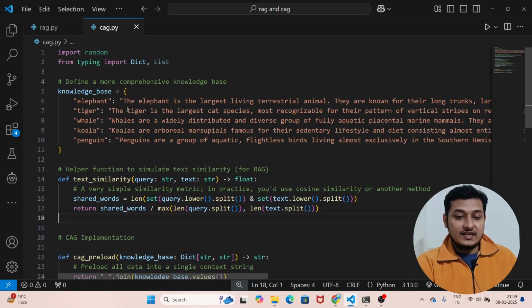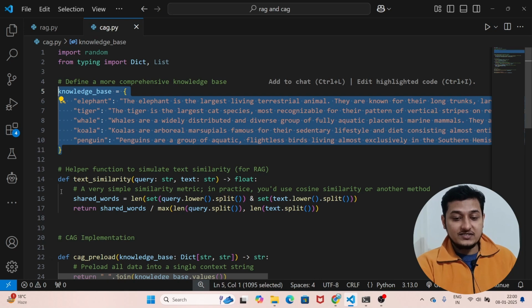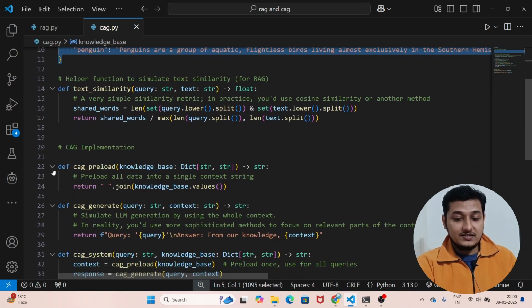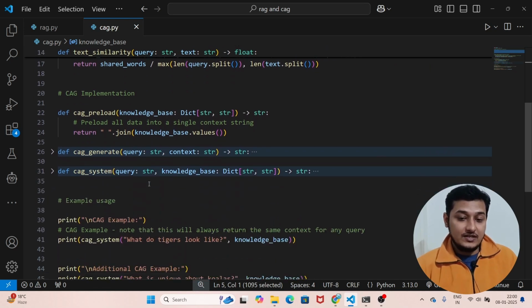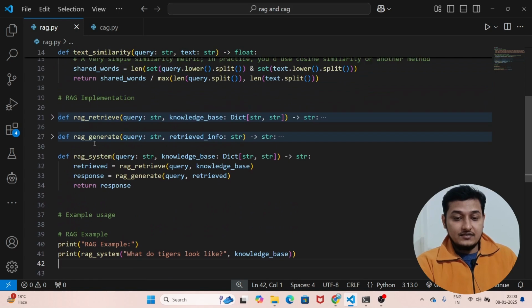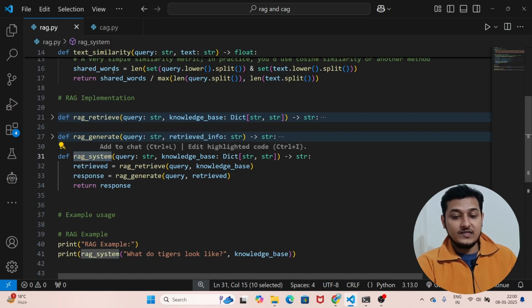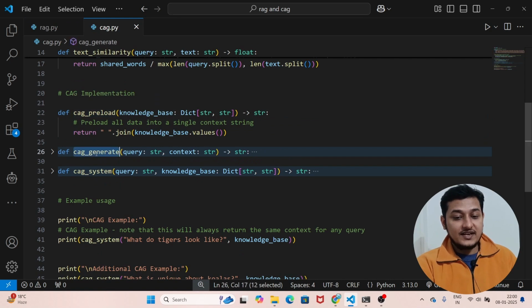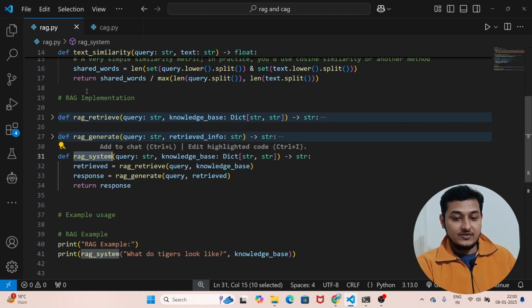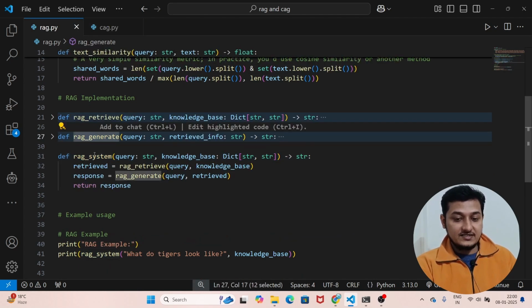So see here in CAG also I have provided the knowledge base, and I have this CAG implementation, CAG generate and CAG system. Now just see here what I have done. In case of RAG, there was a RAG retrieve, RAG generate, and RAG system function. I have already explained. Now, in case of CAG, CAG generate and CAG system, these two are similar.